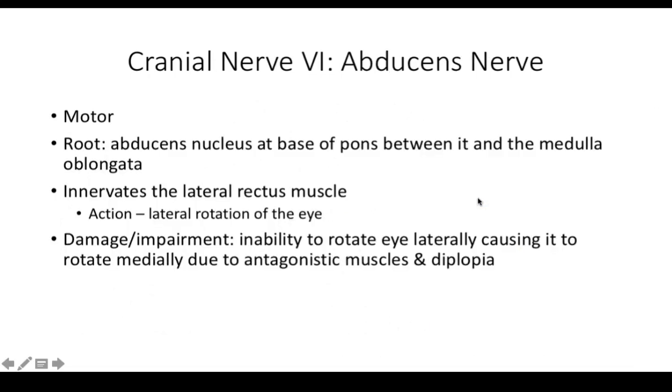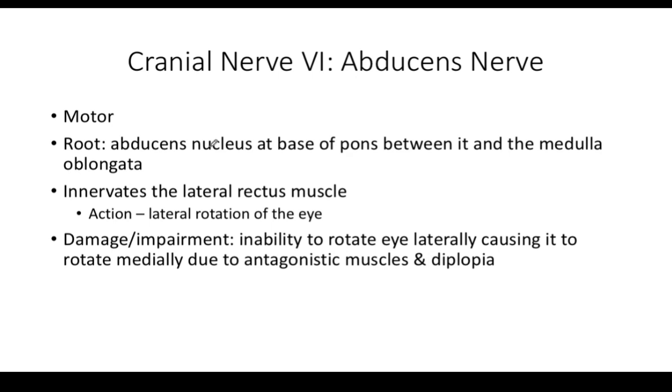All right. Cranial nerve number 6, the abducens nerve. It's purely a motor nerve, and it innervates a muscle called the lateral rectus muscle, which creates lateral rotation of the eye. There's a nucleus in the pons, right at the base of the pons between it and the medulla oblongata, called the abducens nucleus. The lateral rectus muscle, as the name says, causes the eye to deviate laterally. So if someone has damage to this nerve, they're going to have an inability to rotate their eye laterally.